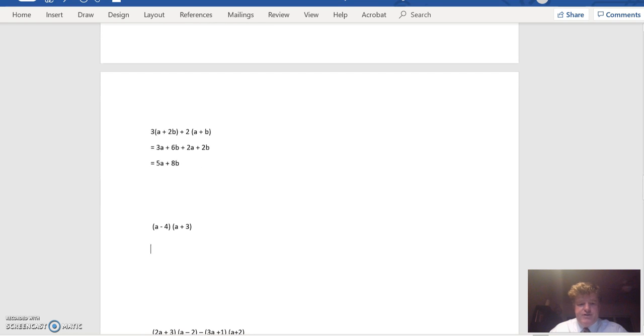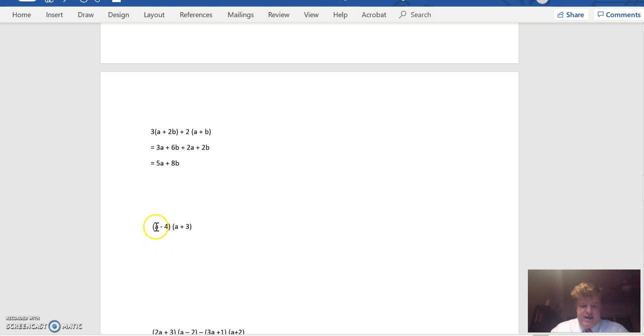Now we come to a different sort of expansion here. This is where the rule where we multiply the first by the first, first by the last, then the second by the first, and the second by the last. Some people call it FOIL. First by the first, then the 2 outside, outside by the outside, the 2 insides, and the 2 lasts.